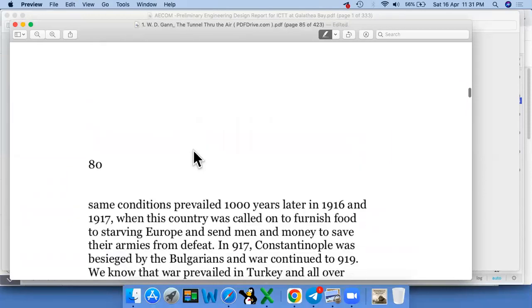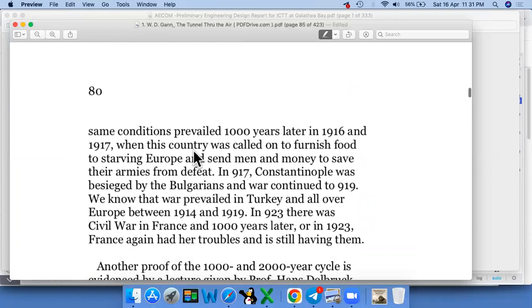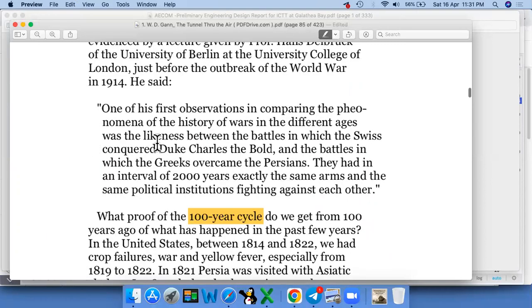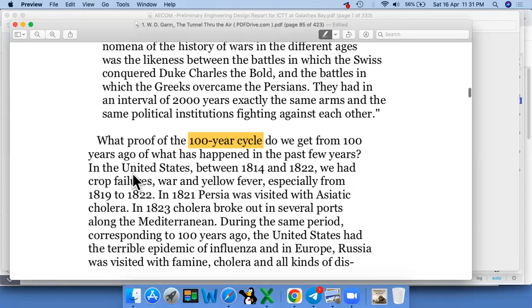What would be of interest to us is currently the 100-year cycle. So let's read what proof of the 100-year cycle we get from 100 years ago and what has happened in the past few years. So let's say somewhere around 1814 to 1882, there was something called yellow fever. So this was again the same time period that we had, right?